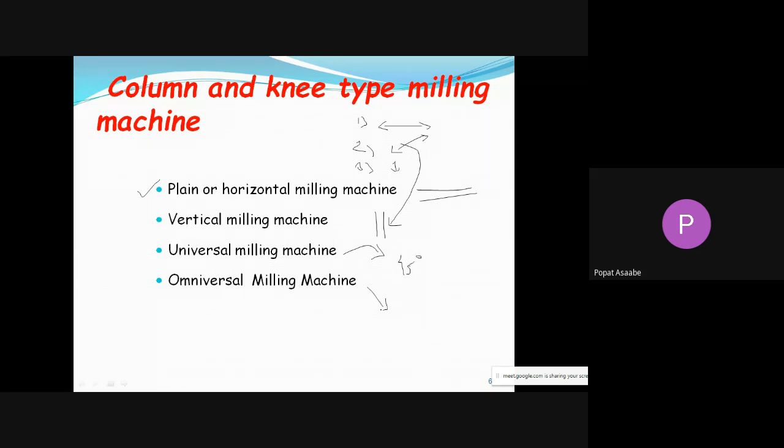And in the omni universal milling machine, we can achieve another movement, that is, the knee. We have already discussed this type of milling machine, so we know that knees are there. Here in the omni universal milling machine, the knee can also swing at a particular angle, which means in this milling machine we can achieve five movements of the table, here four movements, and here three movements of the table.